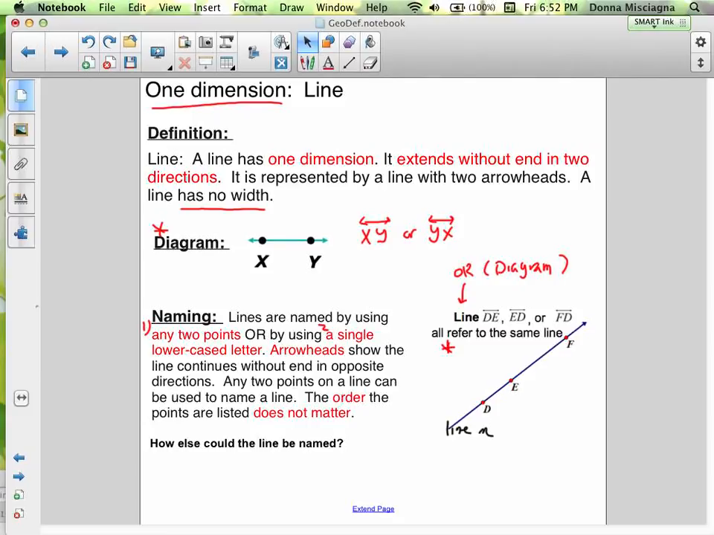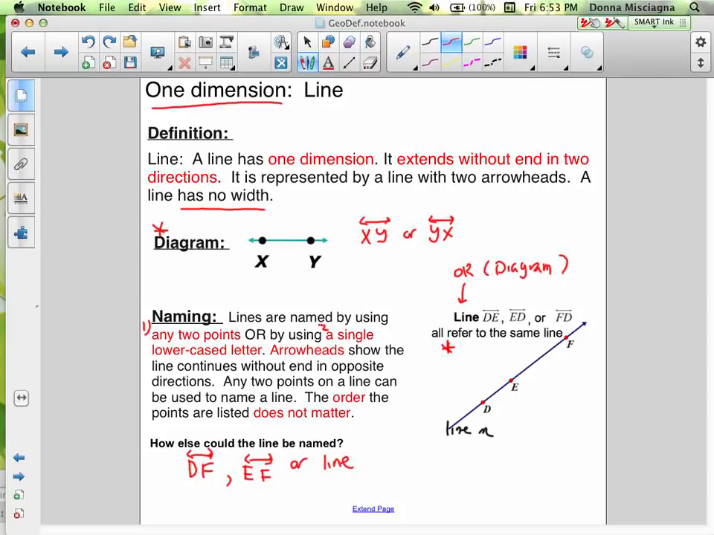Any 2 points on a line can be used to name a line. The order the points are listed does not matter. Right? So here we've labeled, called that line DE, line ED, line FD. We could also call that line DF, or we could call that EF. What happened to my arrowhead? There we go. EF. Or because it's labeled, we could also just call it line M. All right, so those are the ways you label lines. Make sure you use the correct symbols when you're naming your geometric features.